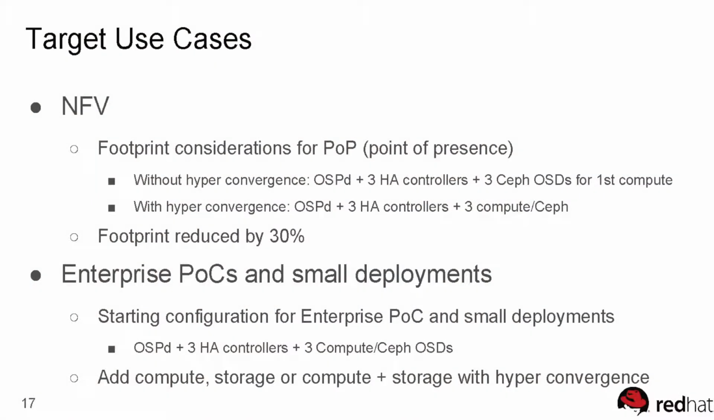So anyways, target use cases. For this solution, I said earlier, for NFV, one of the big problems that we had before this was that for your first compute node, you'd have to have an OSP director, and then 3 HA controllers, and then 3 Ceph OSDs, because that's the supported configuration for your first compute node. And so instead of doing that, what we have now done with hyperconvergence is you can use those 3 Ceph OSDs as compute capacity too. Depending on how you calculate, it's about a 30% reduction in footprint size.